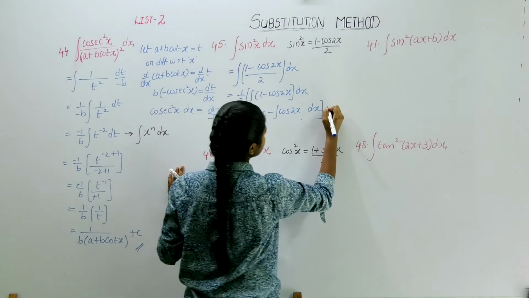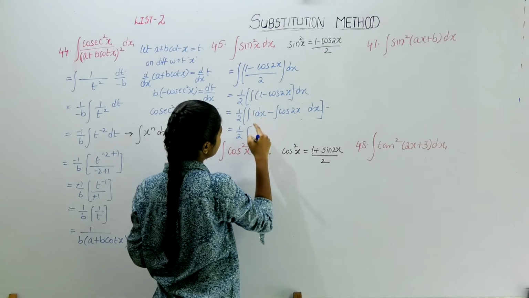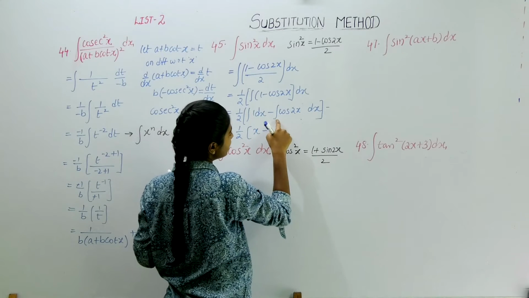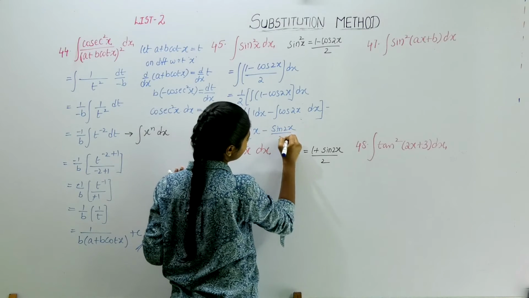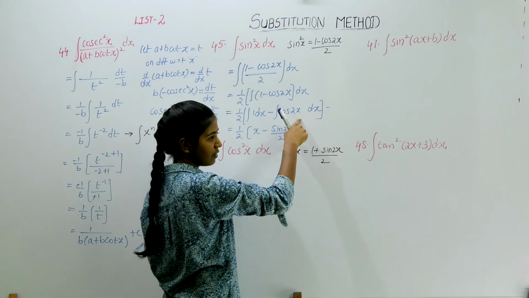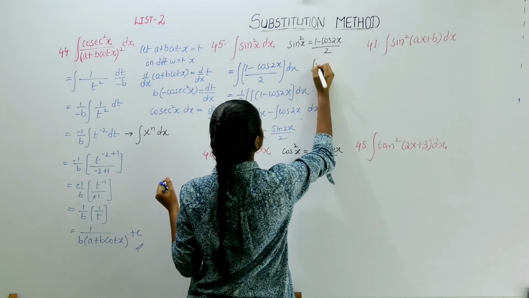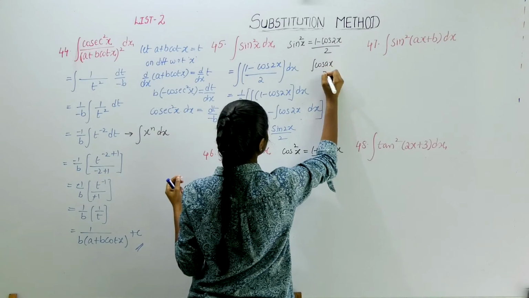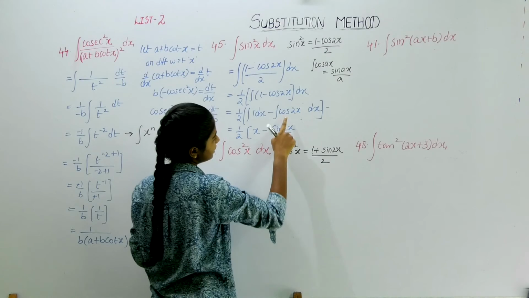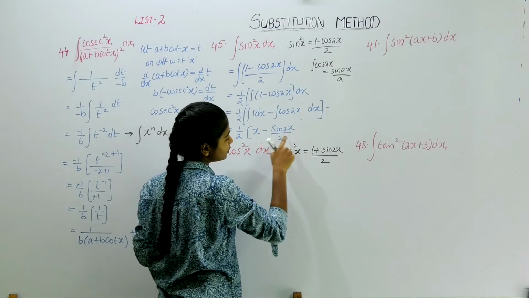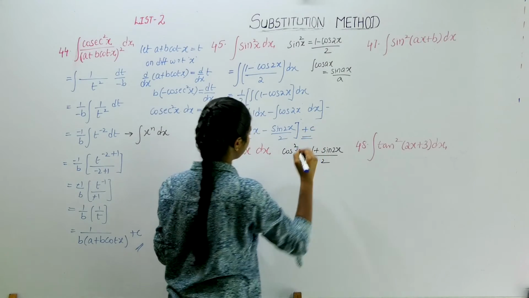It is equal to, let me write it here, 1 by 2. For integral 1 dx, it is x, minus integral cos 2x, which is sin 2x by 2. For integral cos ax we have a formula. Integral cos ax is equal to sin ax by a, where a is the coefficient of x. Here integral cos 2x is sin 2x by 2, plus c. This is the final answer.